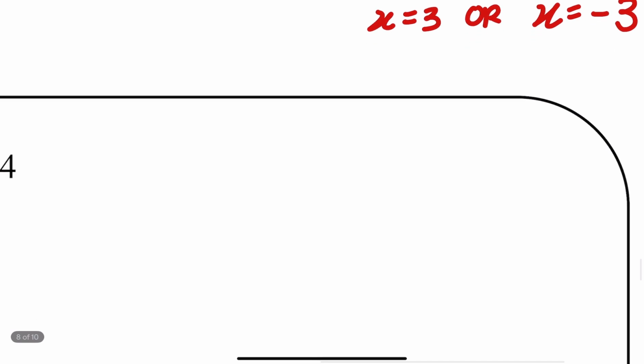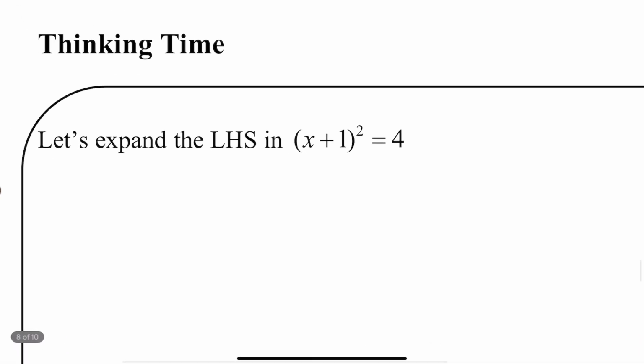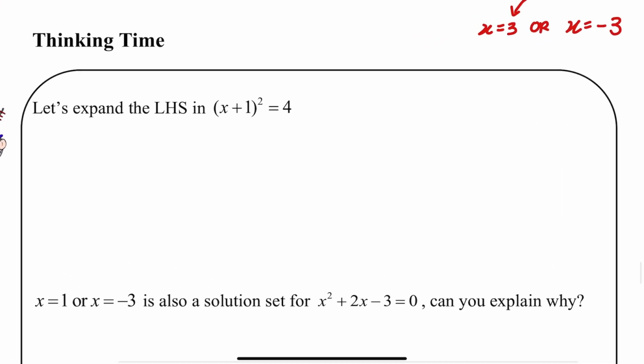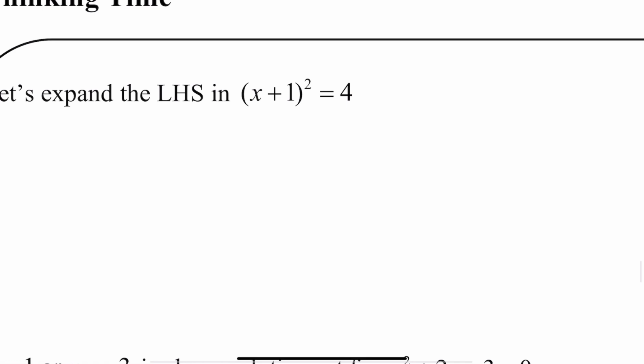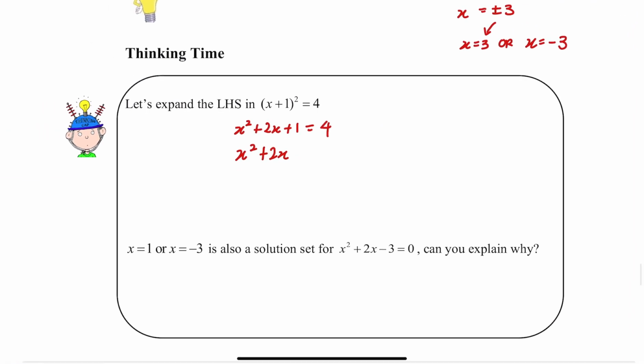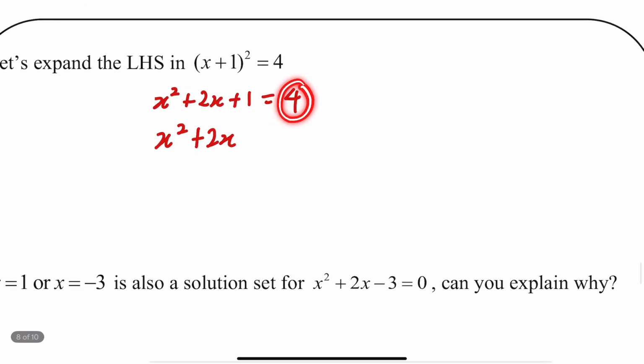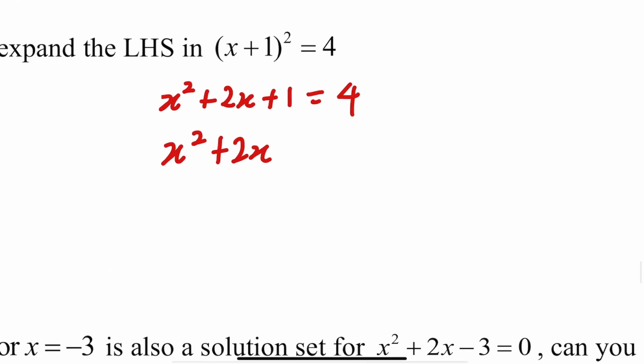Let's try one quick problem over here. Thinking time. Let's expand the left hand side of this equation. If I expand the left hand side, this will be x squared plus 2x plus 1 equals 4. Then from here, I want to make the right side equal to 0, so I subtract 4 on both sides. So 1 minus 4 will become minus 3, equals 0.